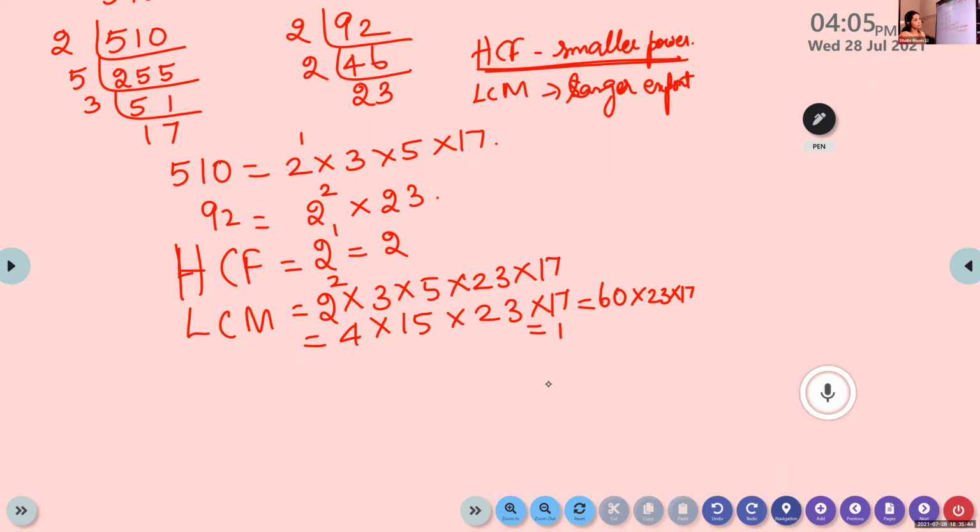Ashik, is it okay? Finding LCM? Yes, ma'am. While writing LCM, if the common number is there, we have to write the number with the greater power, larger exponent. Okay? And all the factors should be written while writing LCM. But for HCF, common factors with the smaller exponents.